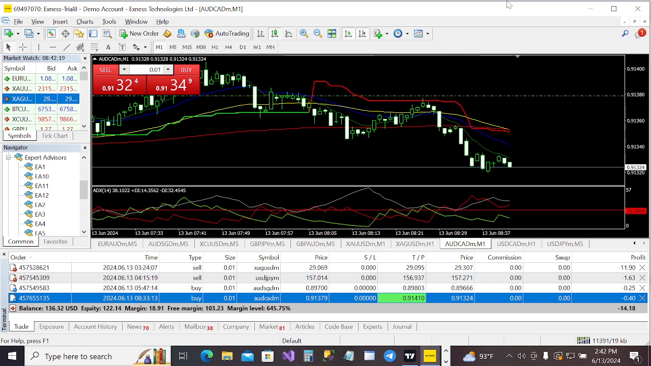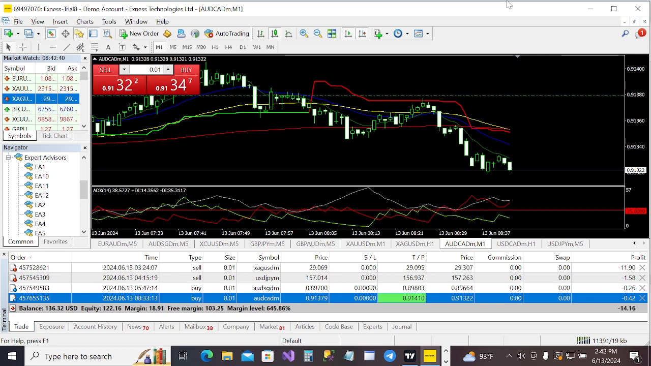6. One cancels the other, OCO order. An OCO order combines a limit order and a stop order. If one order is executed, the other is automatically canceled. This type of order is useful for traders who want to manage their risk while aiming for a specific profit target.